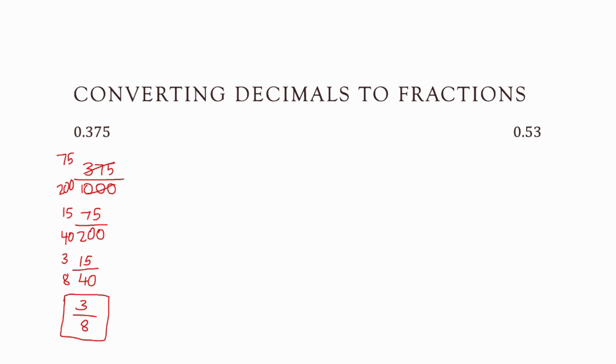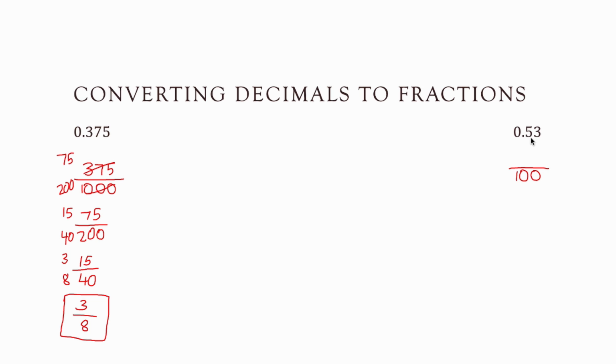Alright, let's move on to the next one, 0.53. Okay, let's look at the last place. The first place after the decimal point is the tenths place, the second is the hundredths place, and there are no other ones after except zeros, but that doesn't count. So our last place is our hundredths place. So our denominator for this is going to be out of 100.